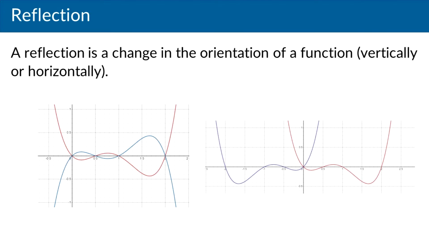And then finally we have reflections, which are not a change in the shape of a function or technically its position, but rather a change in the orientation of a function. So flipping it vertically or horizontally or both. So this video is going to focus only on vertical transformations. We will begin with vertical dilations and then talk about reflections and translations after that.